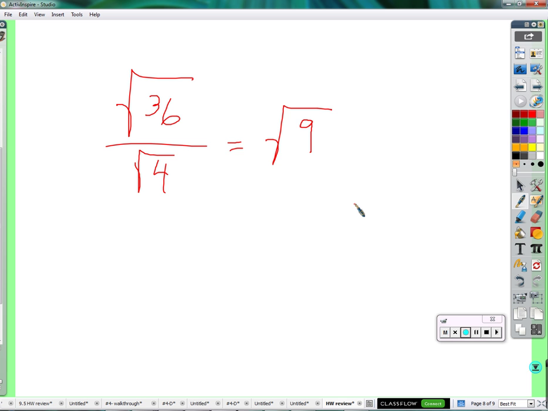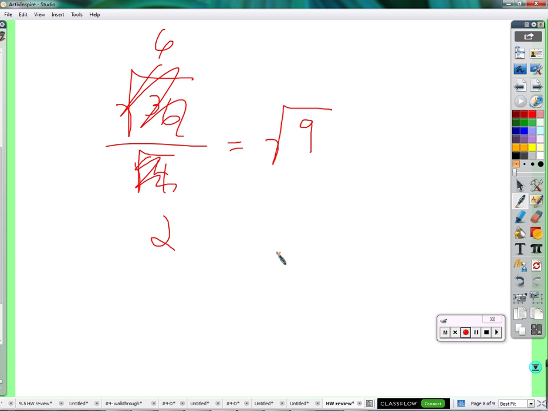9. Should be the square root of 36 divided by 4. 36 divided by 4 is 9. Oh. Let's just take a look, see if that's true. What's the square root of 36? 6. What's the square root of 4? 2. What's 6 divided by 2? 3. What's the square root of 9? 3. Oh, I think it's pretty good. Right? I think that's good evidence that it probably does work.